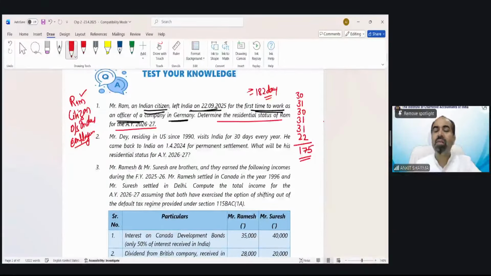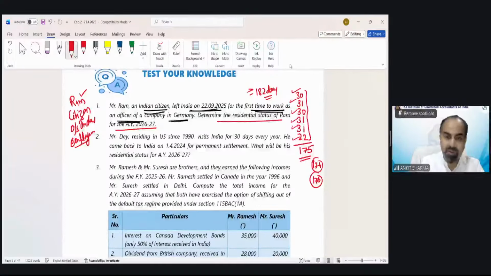Now let me tell you a very interesting and very important thing also. Suppose some student calculated these days as 174, wrong calculation, or 176. The answer would not change. He would still be a non-resident, but your marks would be deducted. So the days calculation must be accurate. You cannot say, okay, 174 days, how does it matter, my answer would be non-resident still. No. It's a very simple thing. You have to understand that the calculation of days should be exact in the examination, and you have to show this calculation also in your answer. Okay.